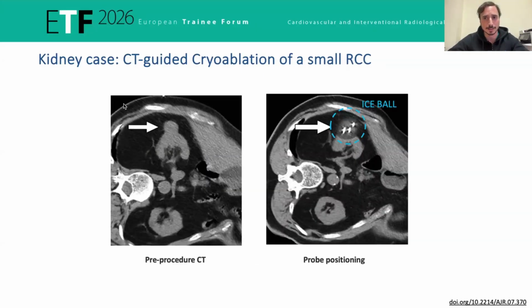This is a case of CT-guided cryoablation of a small renal cell carcinoma. On the pre-procedure CT, the exophytic lesion is clearly identified. On the post-ablation CT, the cryoablation probes are seen within the lesion, along with the ice ball, demonstrating good coverage of the tumor.